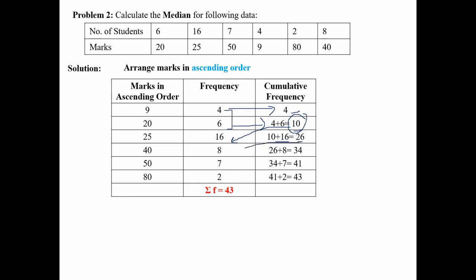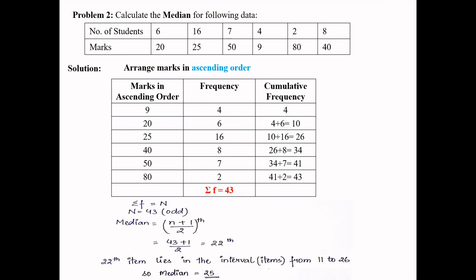Add 26 to the next frequency. So 26 plus 8 is 34. In this way, add 34 to 7. So 34 plus 7 is 41. And 41 plus 2 is 43. The value of sigma f and the value of last cumulative frequency is always same. So sigma f is equal to n. So the value of n is 43 and it is an odd number.